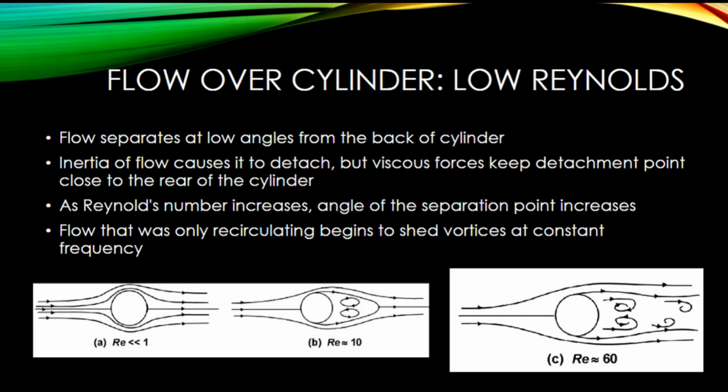At low Reynolds numbers, flow will separate at low angles from the rear of the cylinder. This is due to high viscous forces, which tend to keep the flow attached. As the Reynolds number increases, the angle of separation tends to increase. At this point, regular vortex shedding can be observed.